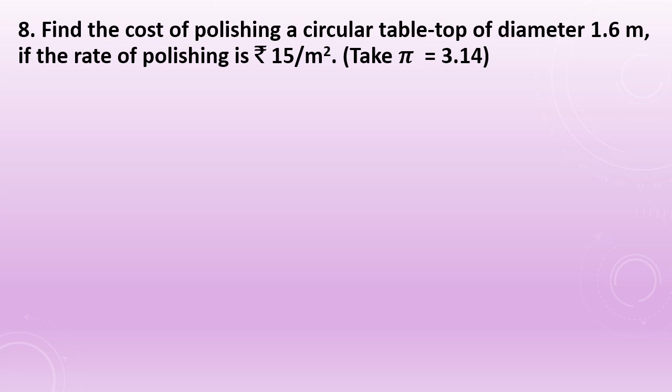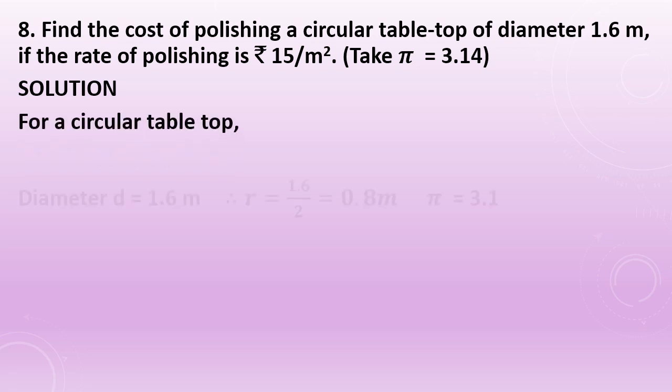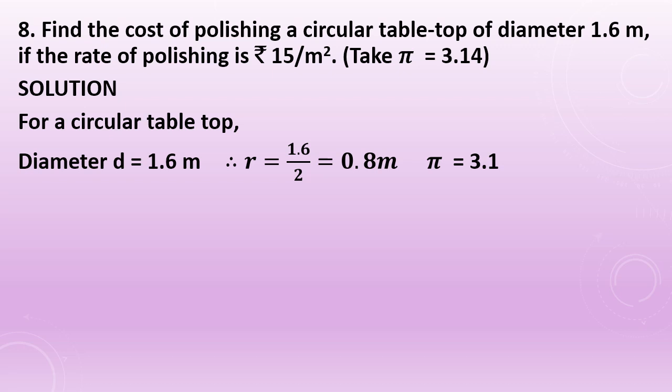So as usual, what is the information given in the question? First of all, we can write here. For a circular tabletop, diameter equals 1.6 meter. We are going to find the area, so we have to find the radius of the tabletop. Radius equals diameter upon 2, which gives 1.6 upon 2 equals 0.8 meter. And the value of pi equals 3.14.